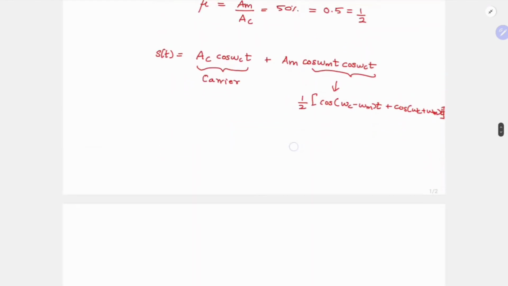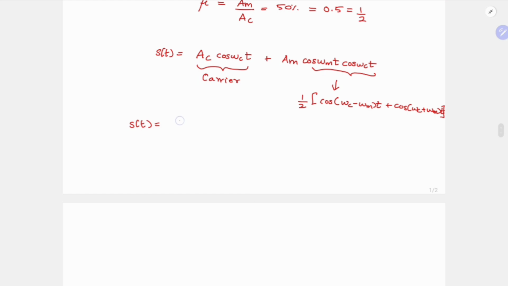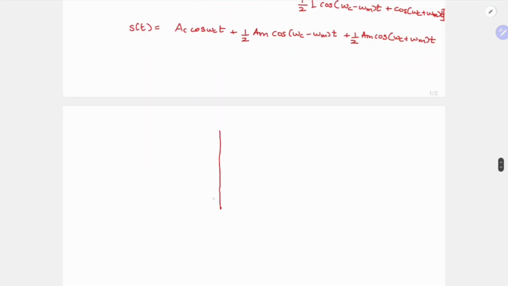So then actually you have three components: A_C cos omega_c t plus half A_M cos of (omega_c minus omega_m) t plus half A_M cos of (omega_c plus omega_m) t. In the frequency domain, if you were to plot, you will have one carrier and two sidebands. This is omega_c, this is omega_c minus omega_m, and this is omega_c plus omega_m. And depending on your modulation index, the height of these will be changing.